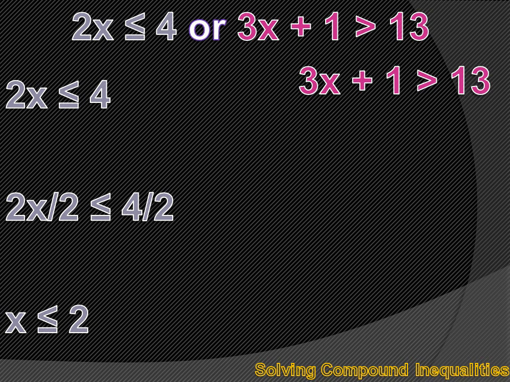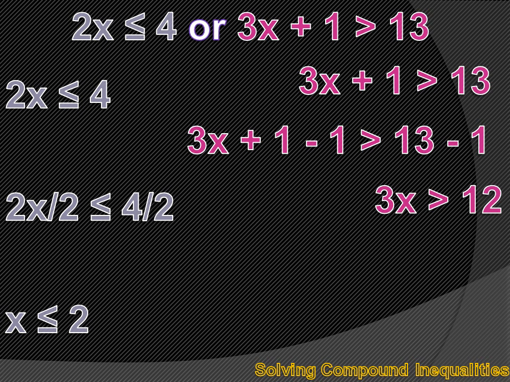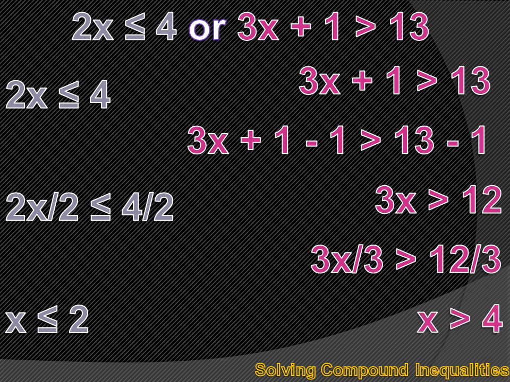That's a two-step solution. First, I want to get rid of that plus 1. So I'm going to subtract 1 from both sides of the inequality. Then I simplify, and I've got 3x is larger than 12. Now I need to get rid of the 3. So I'll divide both sides of the inequality by 3. And then I'll simplify, and x is greater than 4.